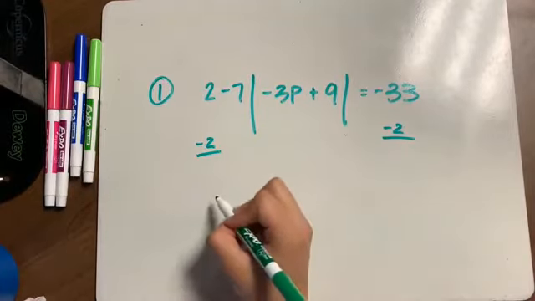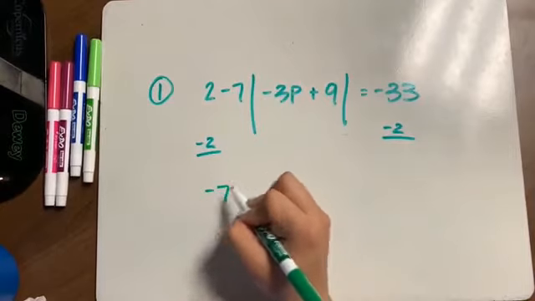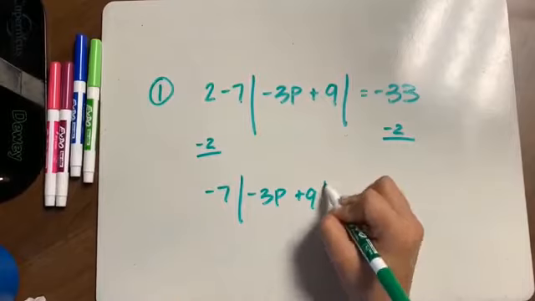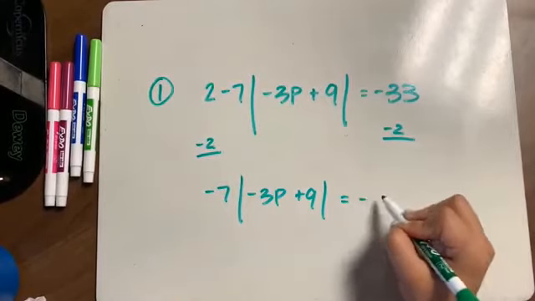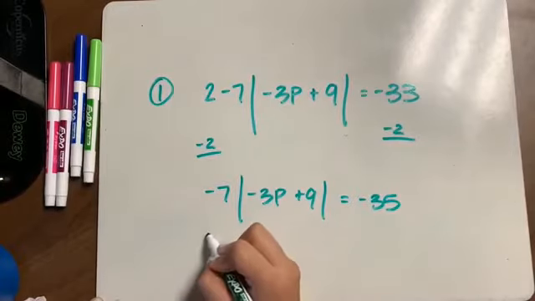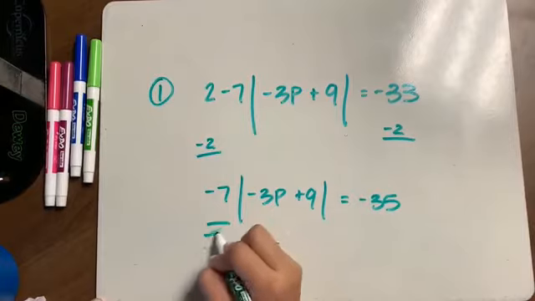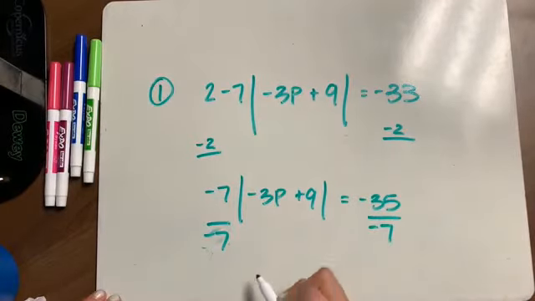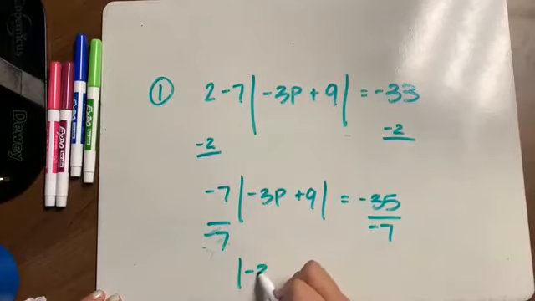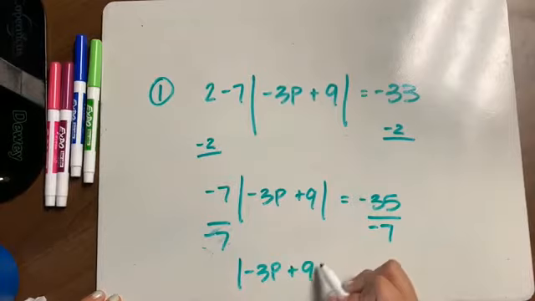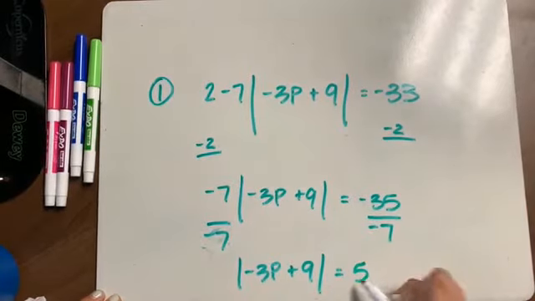Now you are left with negative 7 absolute value of negative 3p plus 9 absolute value equals negative 35. Our next step is to divide negative 7 on both sides. You will divide by negative 7 because it is the opposite of multiplication. You have to do this in order to get the absolute value by itself. Now you are left with the absolute value of negative 3p plus 9 equals 5.